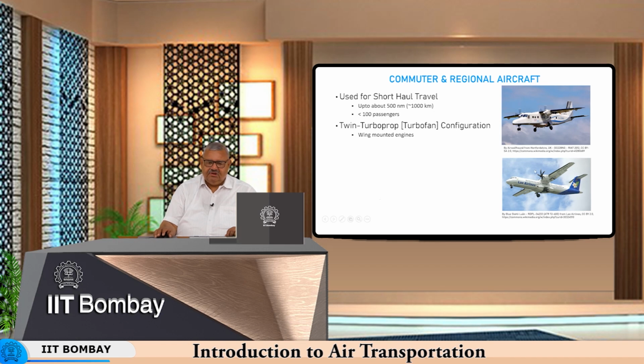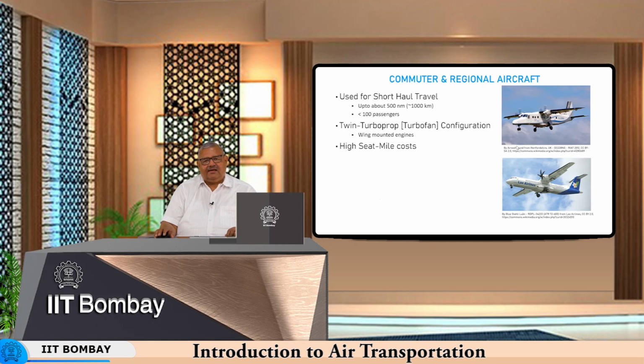ATR 72 can handle approximately 66 to 72 passengers, and DO228, as I mentioned, carries between 15 to 19 passengers. There is a version called DO228-100 which carries 15 passengers, and there is a version called DO228-200 which used to carry 19 passengers. The NG is a new generation version of DO228.